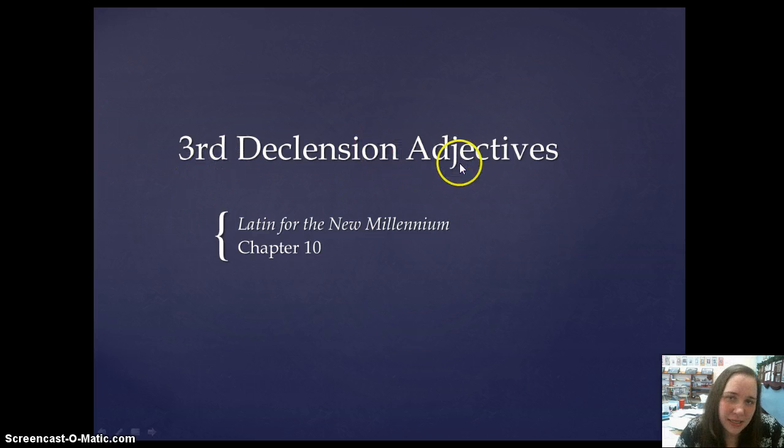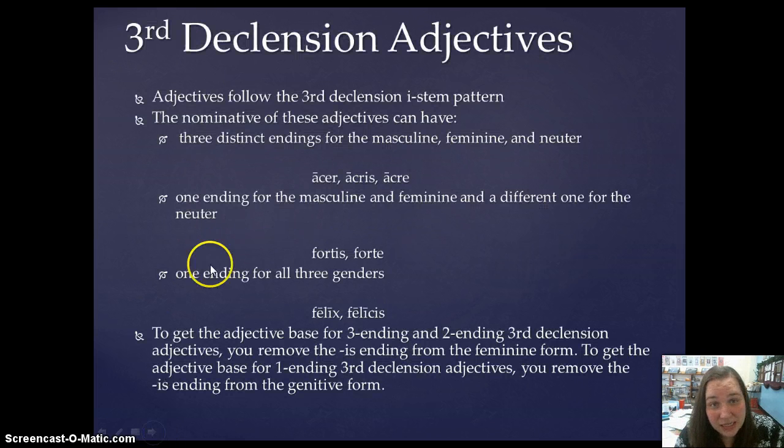Today's lesson is the second lesson in Chapter 10 for Latin for the New Millennium, and it is third declension adjectives. All of the adjectives that we have learned up until now have been second declension adjectives. And what that means is that when you decline them based on their gender, they follow either the first declension, second declension masculine, or second declension neuter. But now you're going to learn a set of adjectives that follow the third declension, and more specifically, the third declension I stem.